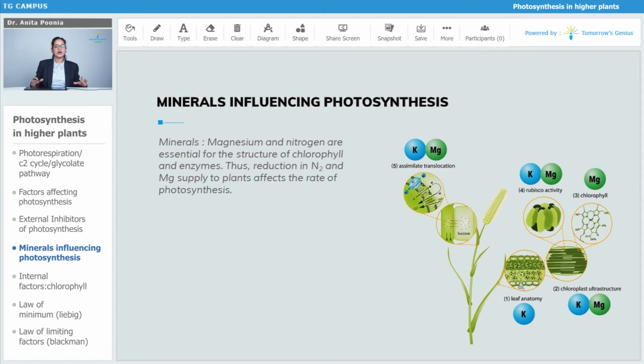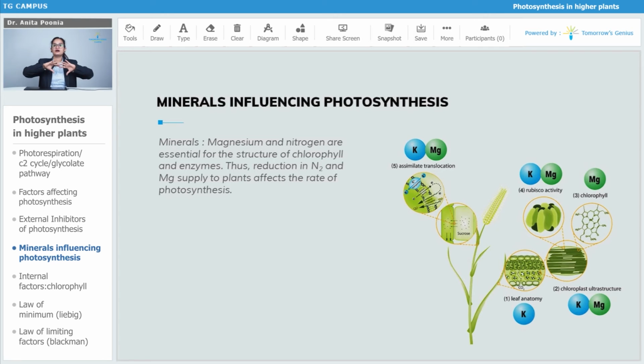So minerals influencing photosynthesis, of course, you can directly relate that nutrients are very important for life processes, and one such life process in plants is photosynthesis. So definitely it has to do with the availability of minerals. First and foremost are minerals like magnesium and nitrogen. They are very important. For example, if you see the molecular structure of the chlorophyll pigment, it has magnesium at the center. If that is not there, how is the structure of chlorophyll going to form?